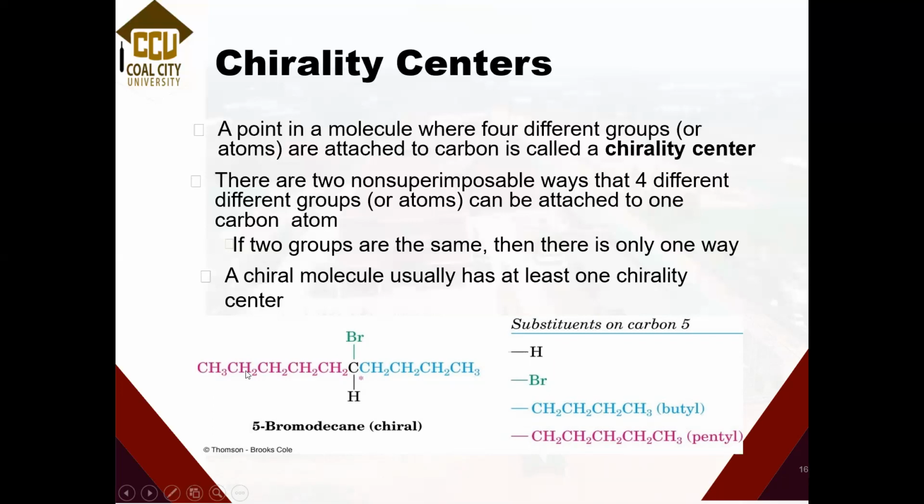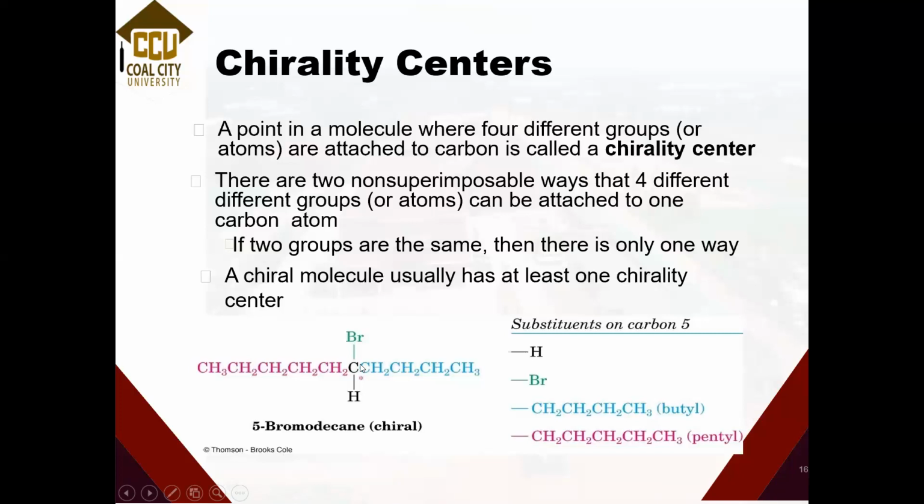But look at this. Here, this carbon is connected to this. This is one of the substituents. All this here, this is 1, 2, 3, 4. This is a butyl substituent. Now this is a bromine substituent. This is a hydrogen substituent, and this is a 1, 2, 3, 4, 5, a pentyl substituent. So all the 4 substituents are different.